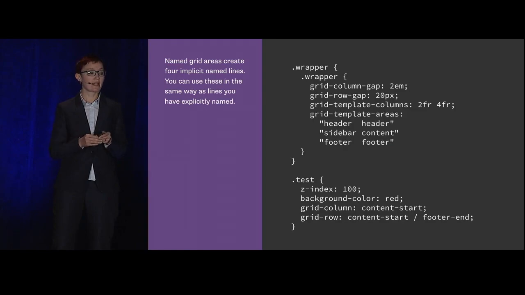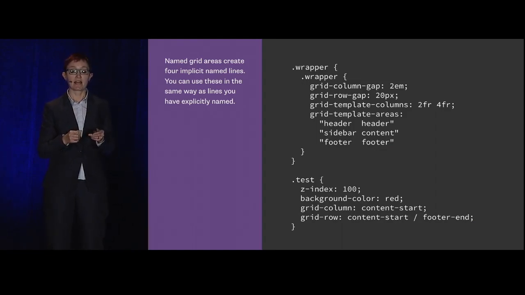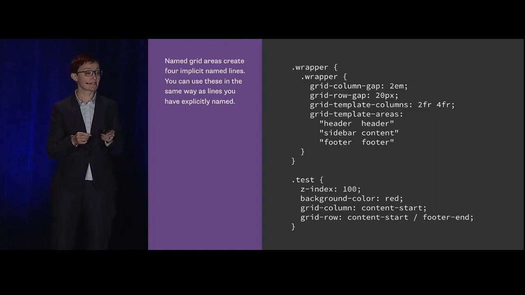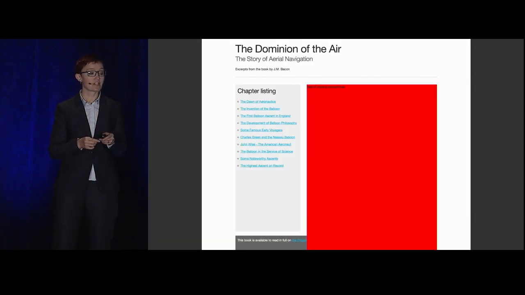So this is our layout as before, and we've got this named grid area called content. So Grid creates for us content start and content end for rows and columns, which means if I create an area called test, I've got a class of test here, and I've given it a background color so we can see it. And I'm using those named lines, which I've not defined anywhere, but Grid's created for us to position that item. And so we get this.